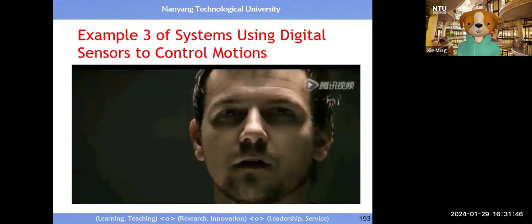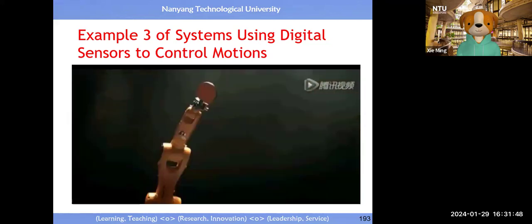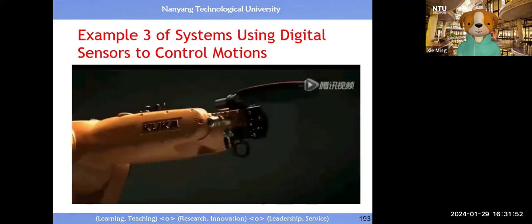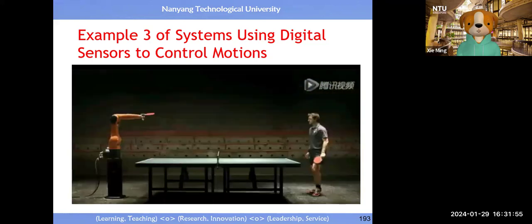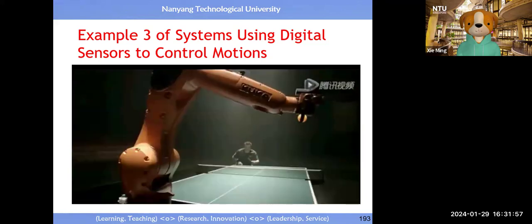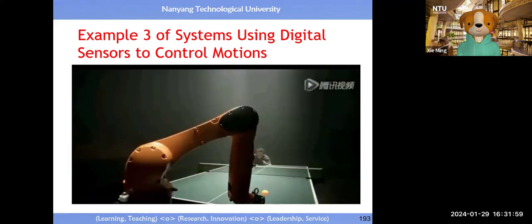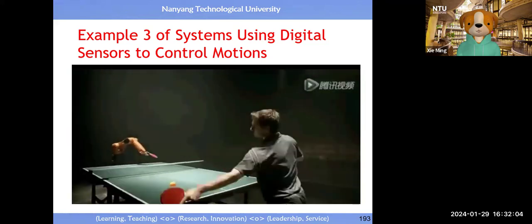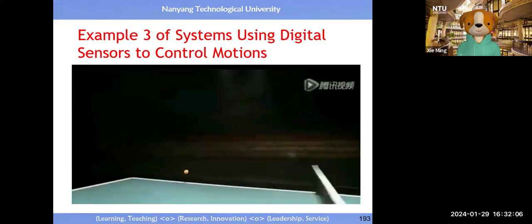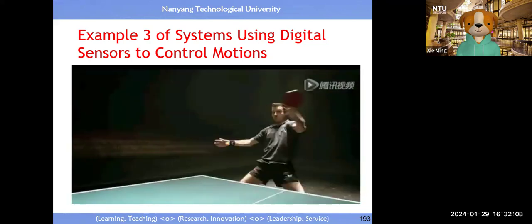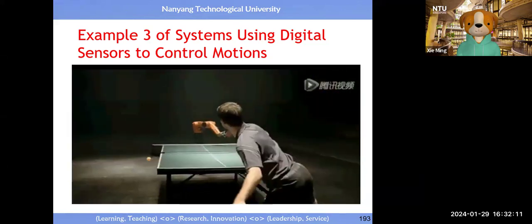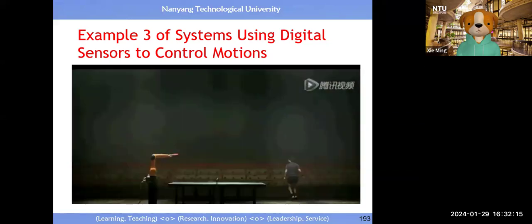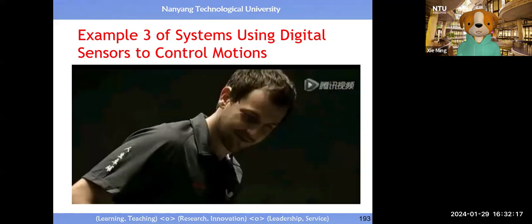Okay, this is an example showing you, to help you understand, it is not a big deal for a machine to outperform a human being, right? You see this person is a champion in Europe, right? So you will see it's very easy for a robotic arm to win the match. Okay, so good enough now, right?